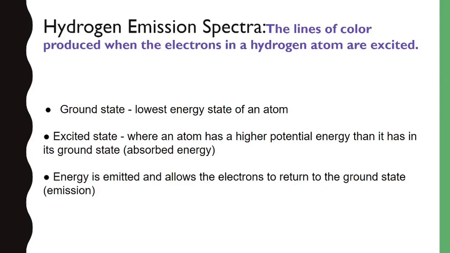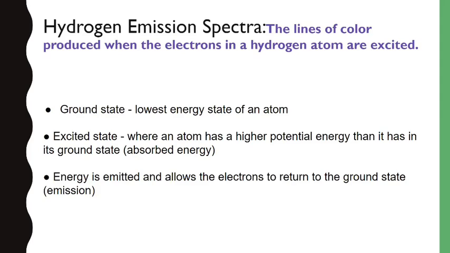Ground state is the lowest energy state of an atom. That means all of its electrons are in those configurations that we've been writing, exactly where they belong. In the excited state, our electrons get some extra energy, some higher potential energy, either from some kind of fire or electricity, and that gets our electrons excited and they jump up to a higher energy level than they should be, which means that our atom has more energy than in its ground state. It has absorbed that energy from the heat or the electricity.